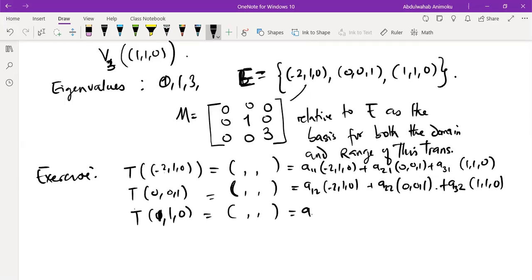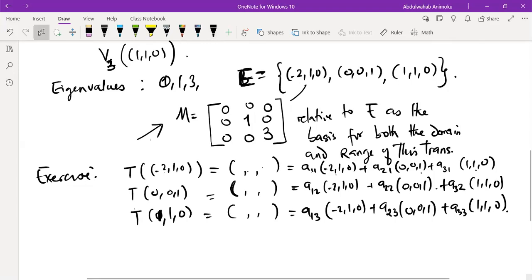Try to write this, and you would come to see that the matrix of that transformation would be exactly this one. Find this vector, and try to write it as a linear combination of these three vectors. So this is basically the purpose of diagonalizing a transformation. I hope this helps you.